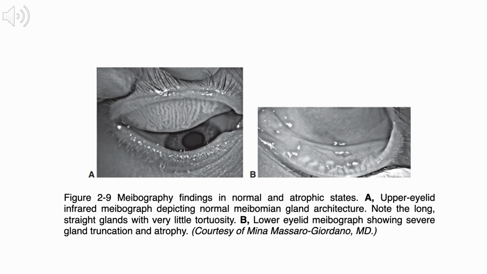Image B on the right shows a lower eyelid meibography with significant gland dropout. The glands appear shortened, truncated, and reduced in number, indicating severe atrophy and loss of structural integrity. This pattern is characteristic of MGD, a leading cause of evaporative dry eye. The reduction in lipid output compromises the tear film and contributes to ocular surface instability.